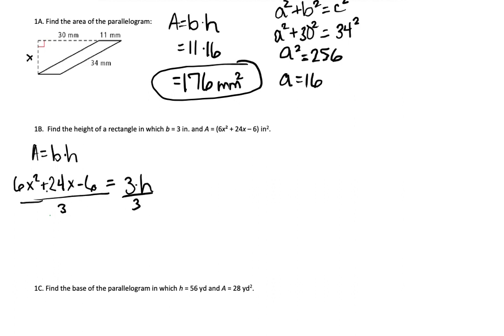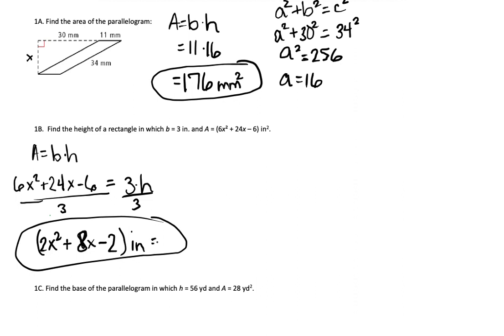Now when you divide a polynomial by 3, you must divide every single term by 3. So my 6x squared divided by 3 is going to be 2x squared. My 24x divided by 3 is going to be 8x. And my negative 6 divided by 3 is going to be negative 2. So despite my handwriting, that is your answer for the height. And I'll put a label on that of inches. That's my height.